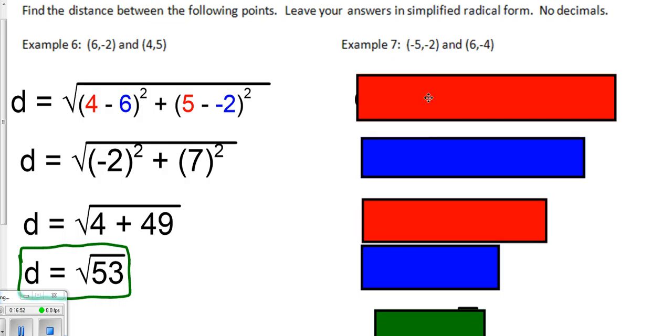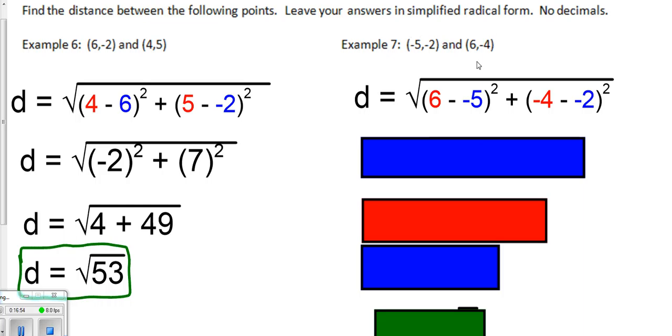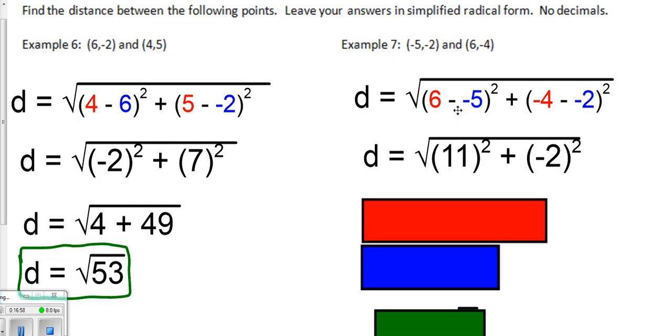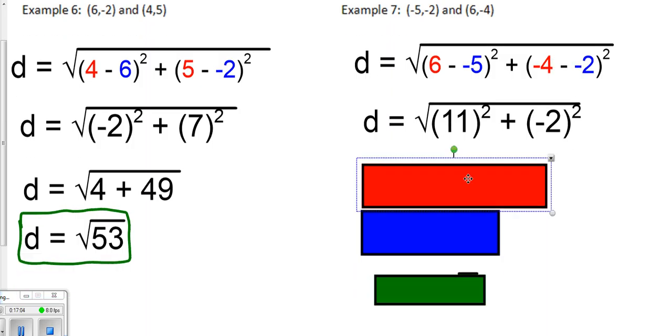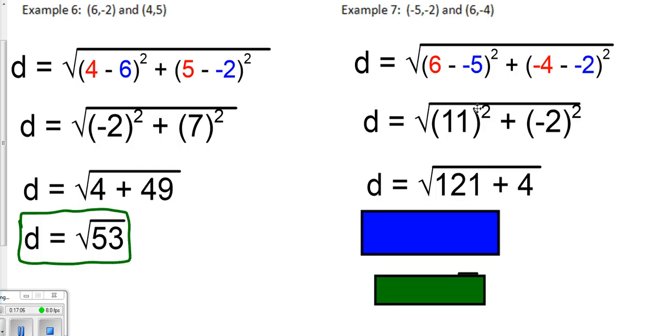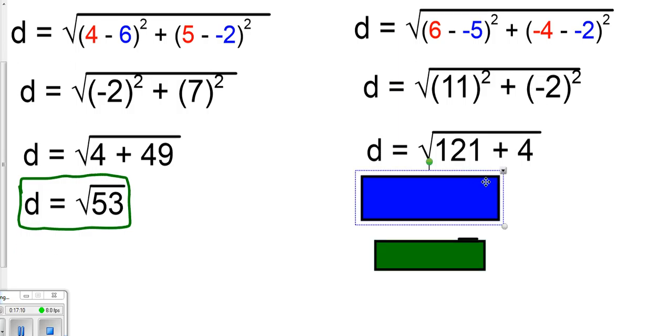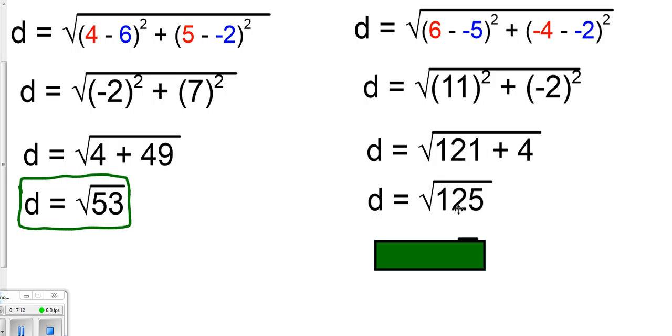For example 7, we do the same thing. We plug in all of our numbers, simplify it down. 6 minus -5 is 11. 4 minus -2 is 6. 11 squared becomes 121. -2 squared becomes +4. 121 plus 4 is 125, so we have the square root of 125.